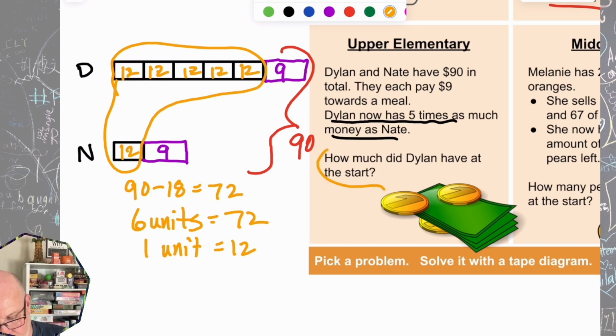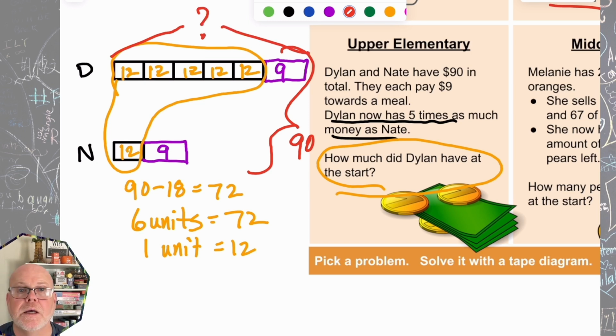And then the question is, how much did Dylan have at the start? So his big question mark is right there. How much did Dylan have at the start?